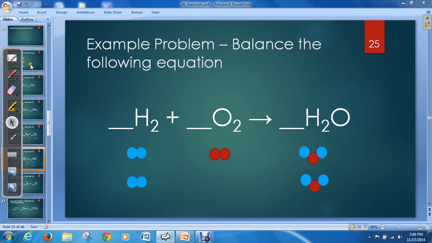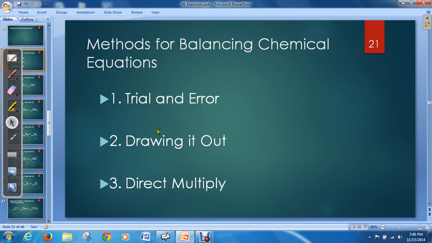So let's go to the last method. If you can't do trial and error and you aren't quite figuring out drawing it out, you can try the direct multiply method. This is a more direct way of doing it, a more mathematical way. Some people really like this one, some people really hate it, but let's just go through it and you can see how it works.